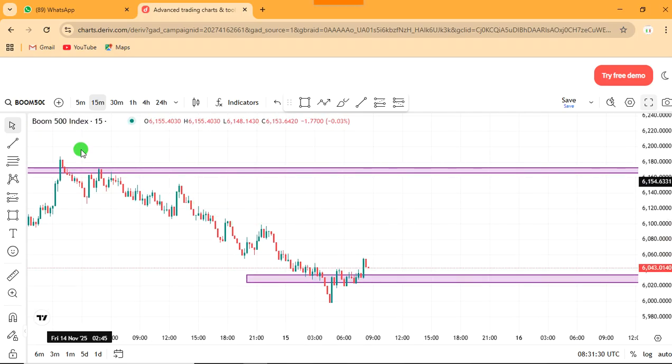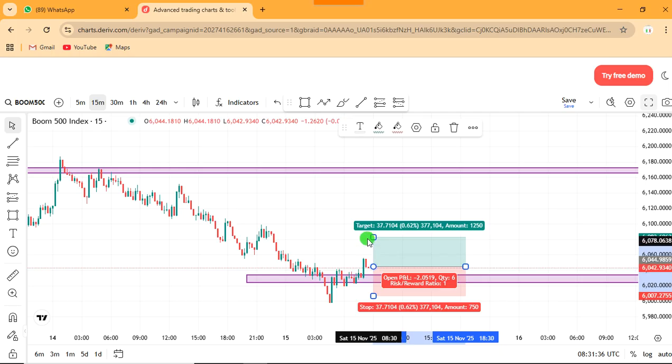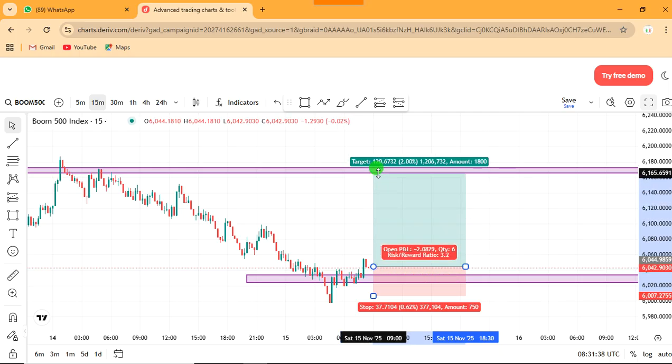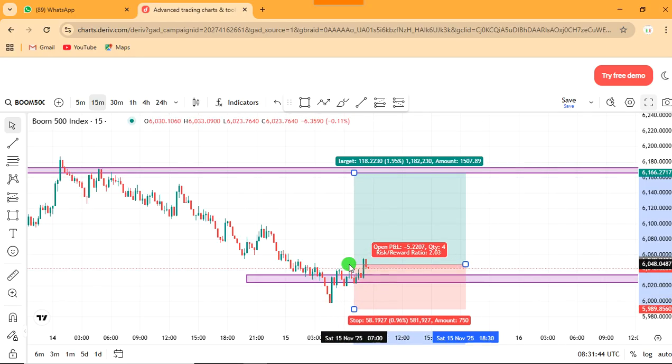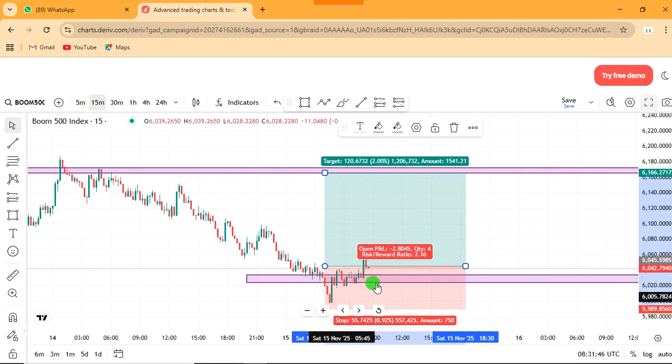Now going on to Boom 500, this is actually the trade I'm currently in. Remember, I'm not saying you should join, it's not necessary that you join. It's my target, and of course my stop loss is below this recent low right here. Yeah, that's the trade I'm currently in. I think that should be around a 2.16 risk-to-reward ratio.